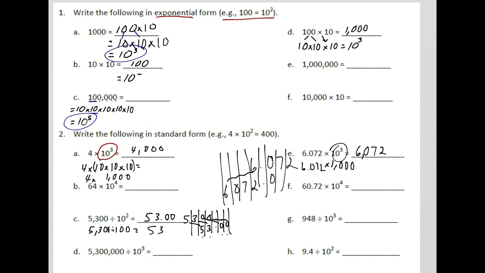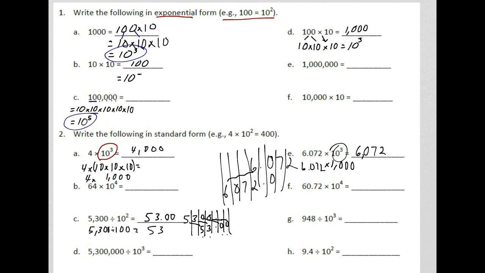Hopefully that gives you enough information about how this works to solve the rest of them independently. I'm noticing when I look ahead that I've got some that are times 10 to the 4th power, and if 10 to the 3rd power is 1,000, I bet you can figure out what 10 to the 4th power is, because that's one more times 10. And I want you to notice that we've got some division problems in here. Be careful with those. Make sure that, for example, in D, this one down here, we have 5,300,000 divided by 10 to the 3rd power. So that's going to be getting smaller. 10 to the 3rd power is 1,000, so that one's going to be 1/1,000th of the size.